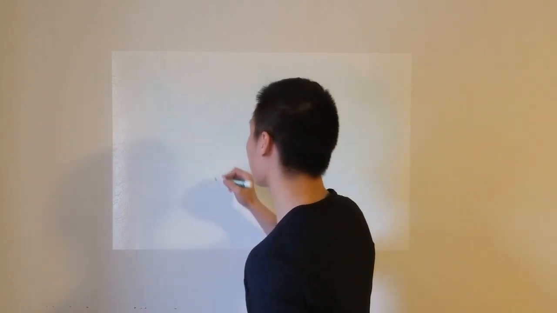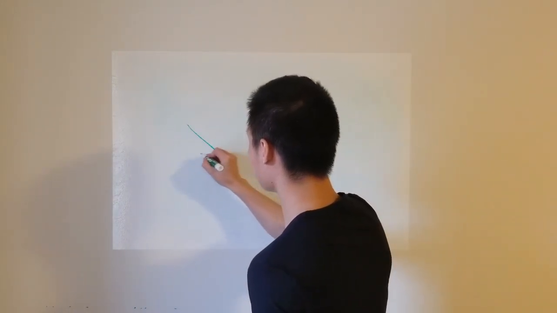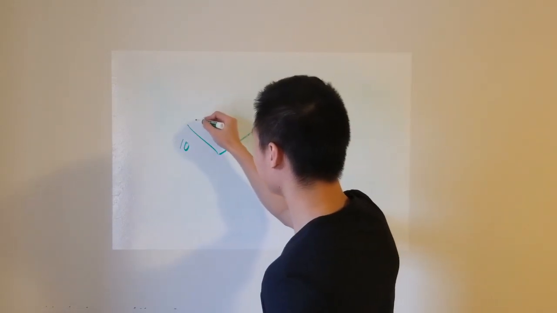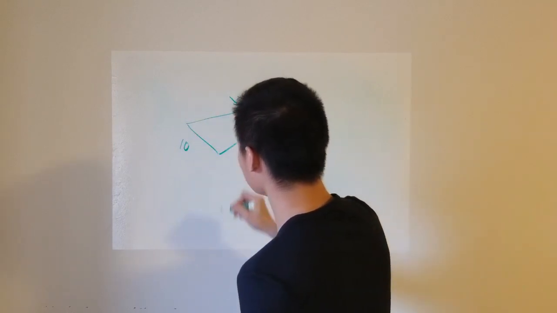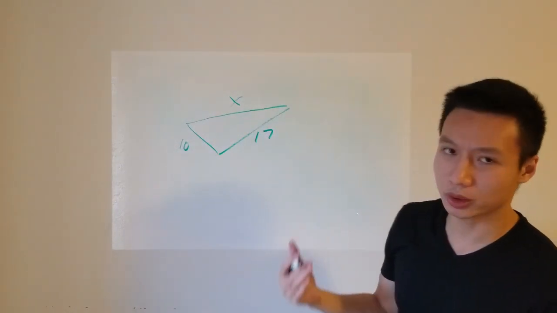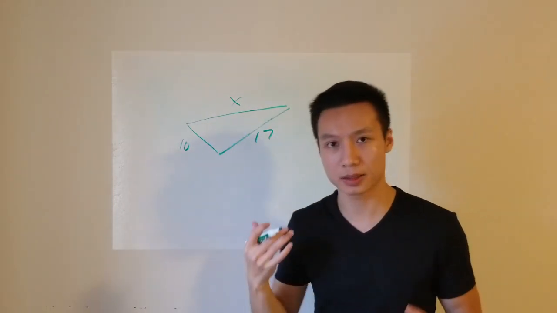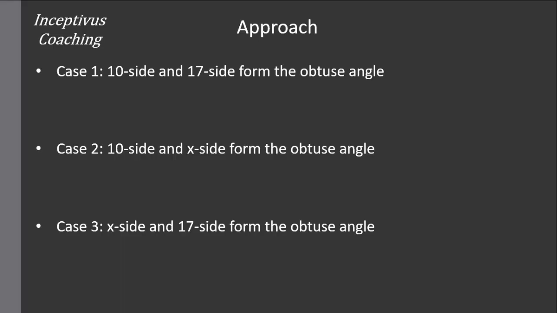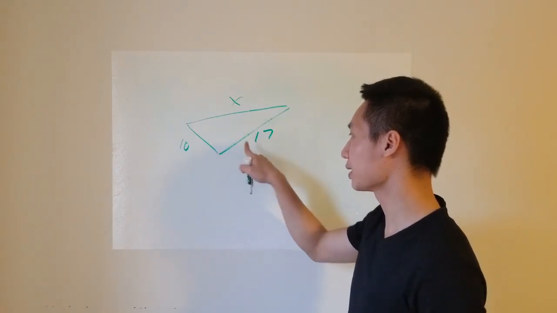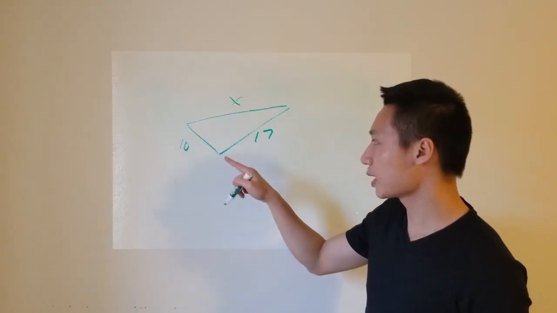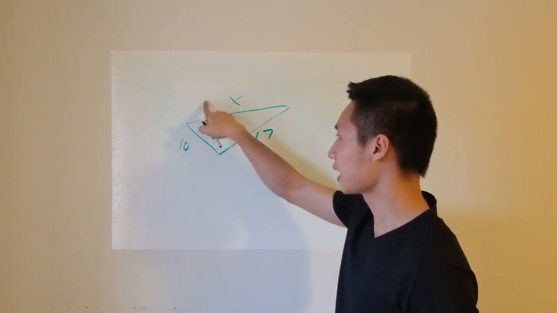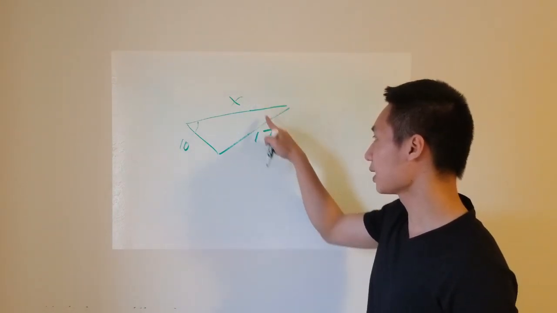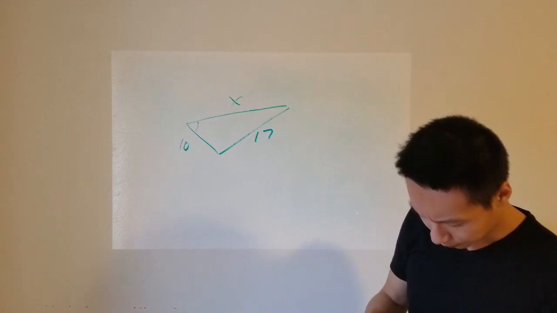The question asks, you have an obtuse triangle with 3 sides. One of them is 10, and the other is, let's call it, 17. And the unknown side is called x. It doesn't have to look exactly like this because we don't know which one of the 3 angles is obtuse. And actually, because of that fact, we should break down this problem into 3 cases. The first case is that the obtuse angle is formed by the 10 side and the 17 side. In the second case, the obtuse angle is formed between the 10 side and the x side, which is this angle. Or in the third case, the obtuse angle is formed between the x side and the 17 side, or this angle right here.